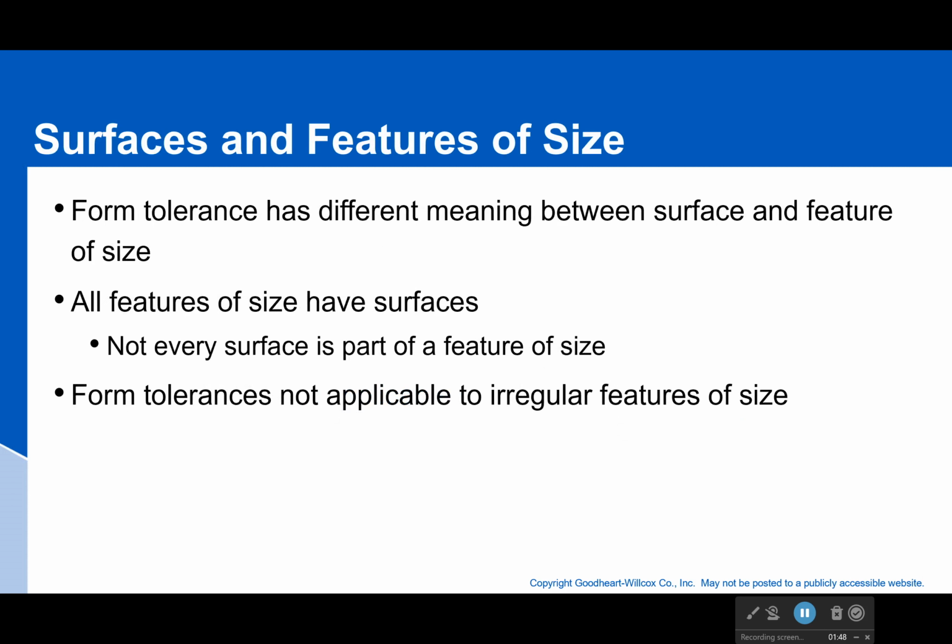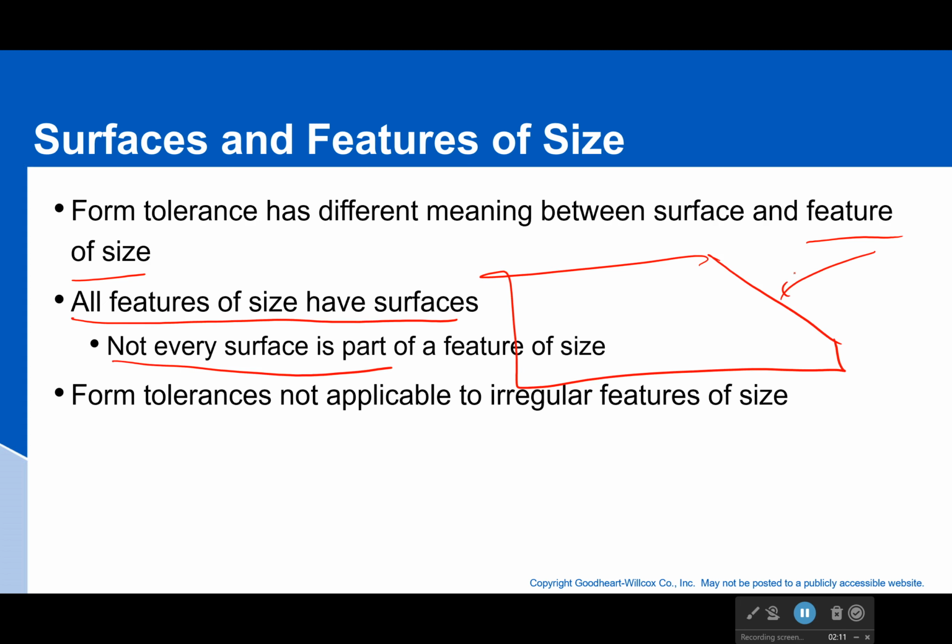Now form tolerances have a different meaning when it's controlling a surface or a feature of size. All features of size have surfaces, but not every surface is part of a feature of size. For example, let's see here. This is not a part of a feature of size. These two surfaces are. They're part of a feature of size. These two surfaces are, but that angled surface is not. Also, when we are using form tolerance on a feature of size, it controls things differently, as we're going to see soon.